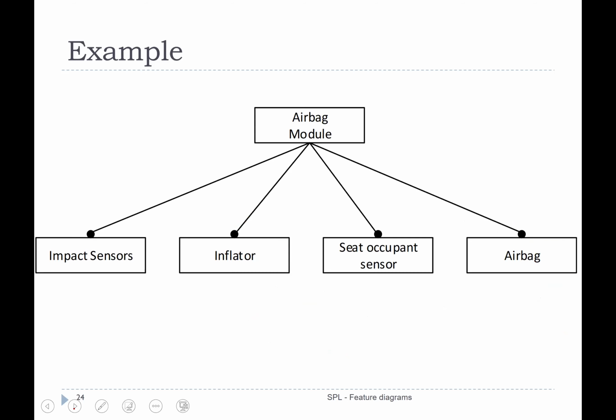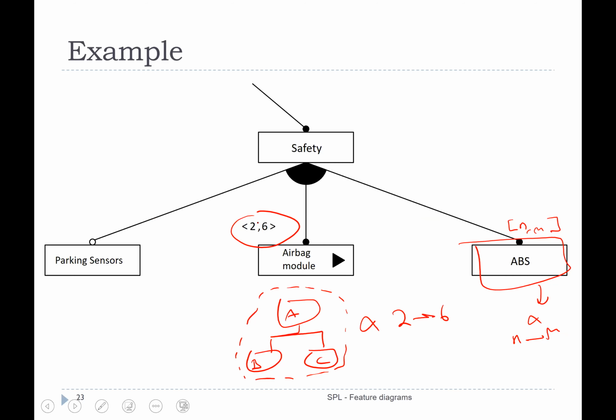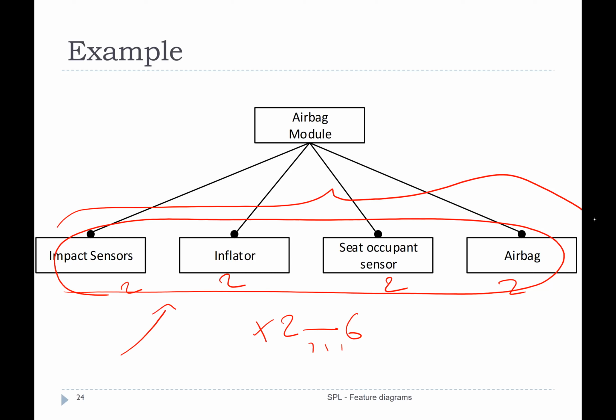So when we take a look at the airbag module, this is the entire diagram for it. And if you get the airbag module, you have to get all of these together. Now, if we go back one last slide, remember it says 2 to 6. That means all of this is multiplied by a minimum of 2 to a maximum of 6. So I get either 2 impact sensors, 2 inflators, 2 seat occupant sensors, or 2 airbags, or whatever it is. I multiply from this range, I have to multiply it into the entire range over here. So if I multiply by 3, everything is multiplied by 3. If I multiply by 6, everything is multiplied by 6. I don't mix and match.